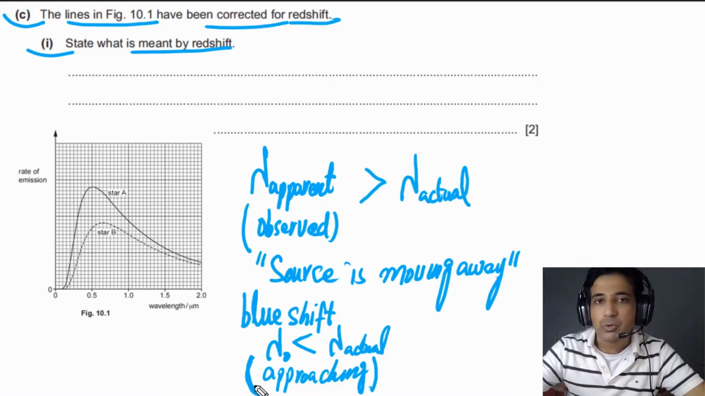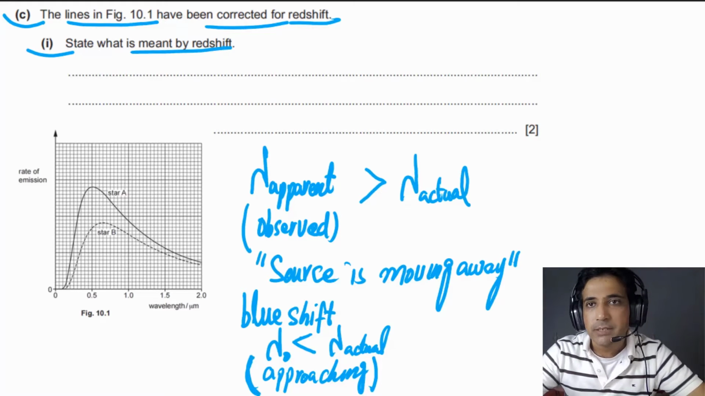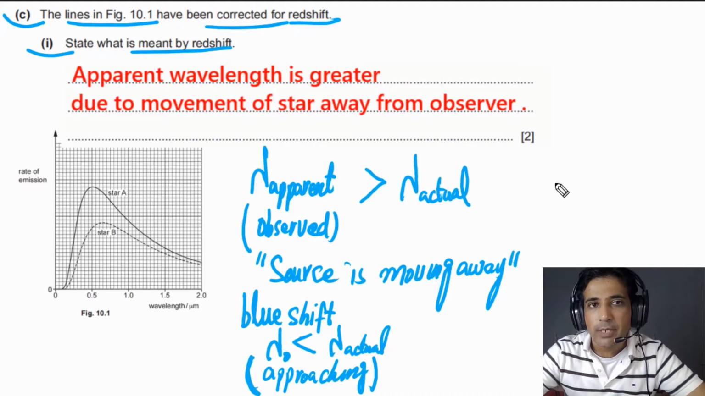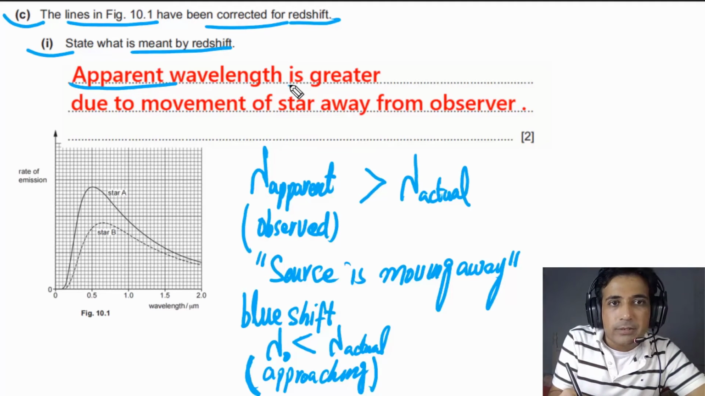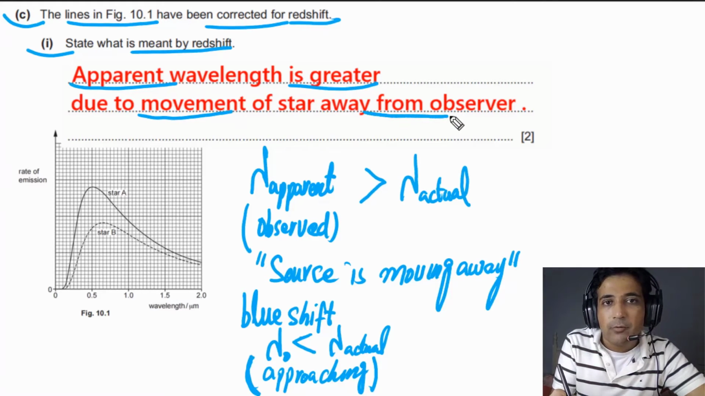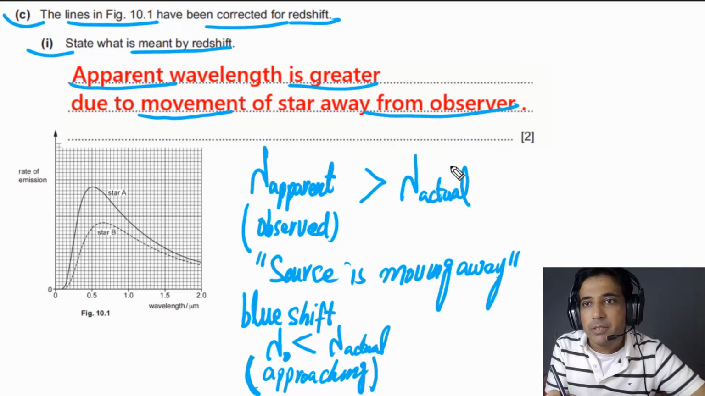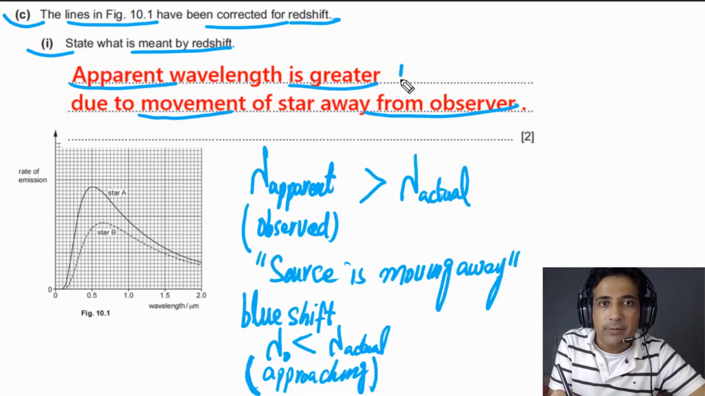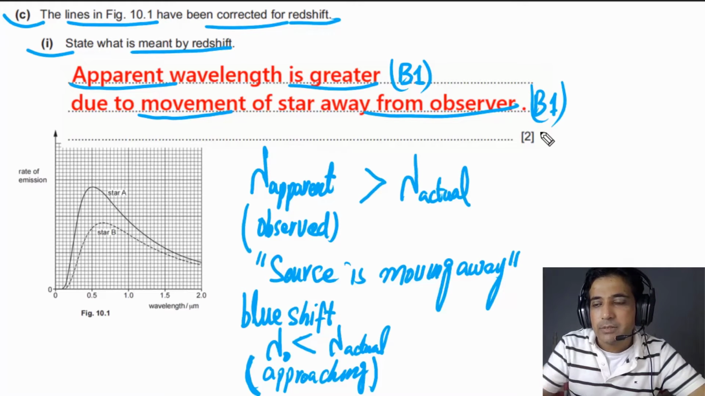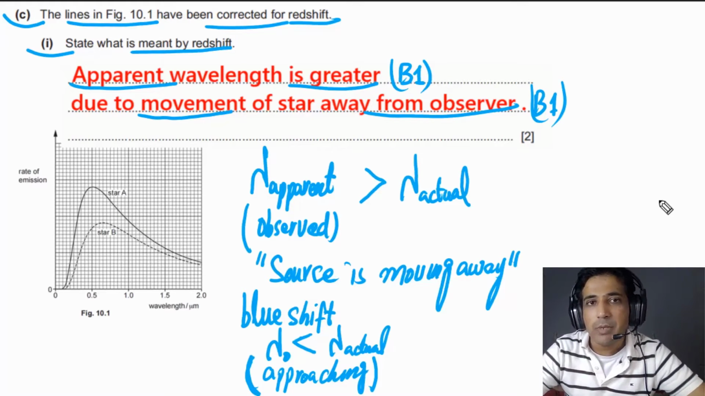Now let me show you how you can write down the answer for this question. Simply write: apparent wavelength is greater than actual wavelength of light emitted by the star because the star is moving away from the observer. This question has 2 marks. If you have written the first point, you will get 1 B mark, and the second B mark for writing the second point. So this is how marks will be given to you.